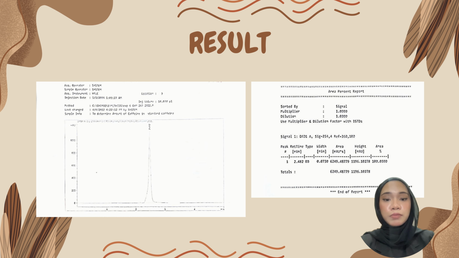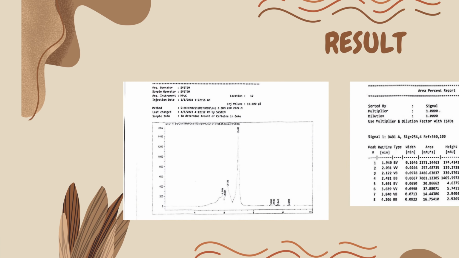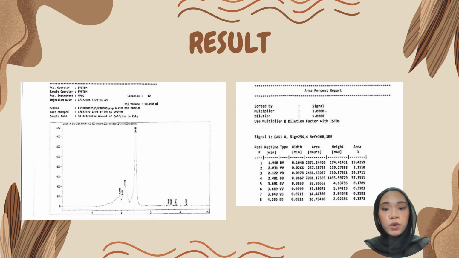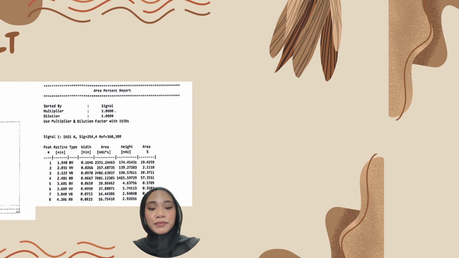While this is slightly different from the standard, the distinct peak likely corresponds to caffeine influenced by matrix effects or other sample-specific conditions. Next, for the peak areas, for Coke, the peak area for the caffeine was 7001.12, representing the amount of caffeine in the sample, while Lavita has a peak area for caffeine of 3.48617 times 10 to the power of 4, significantly larger than Coke, indicating a higher caffeine concentration.